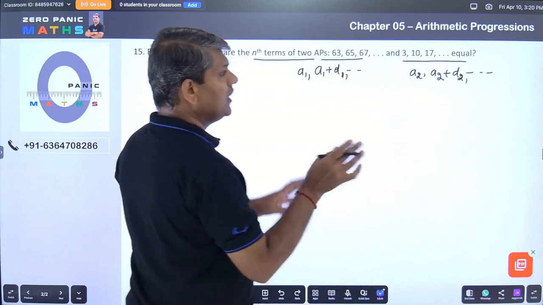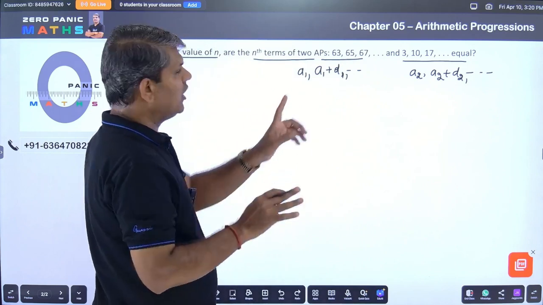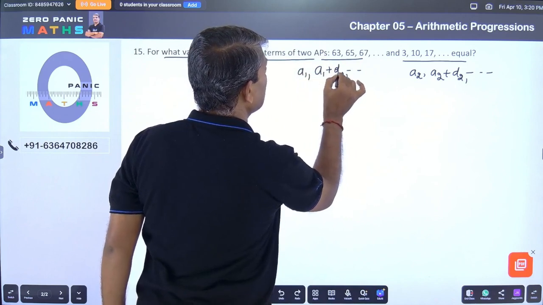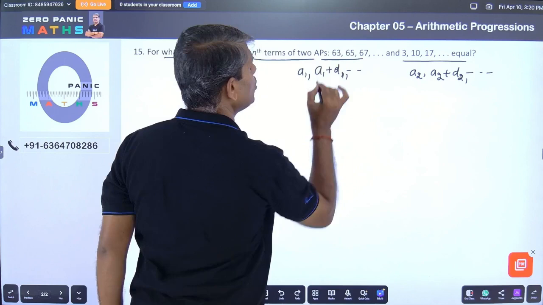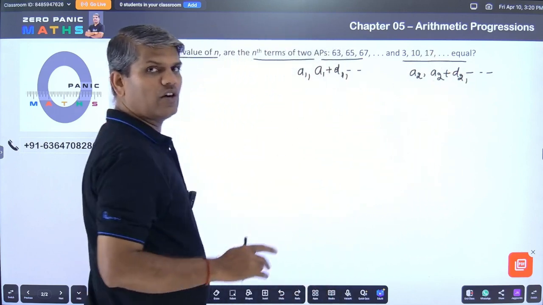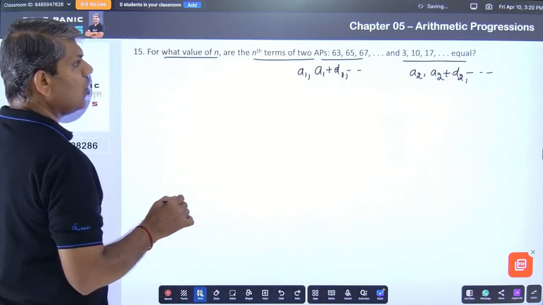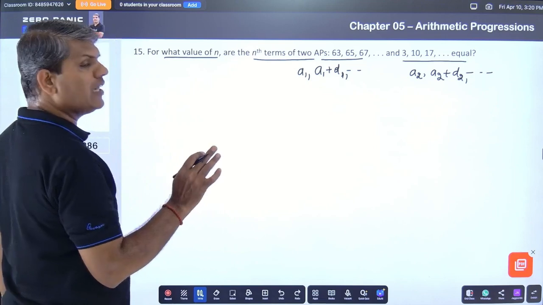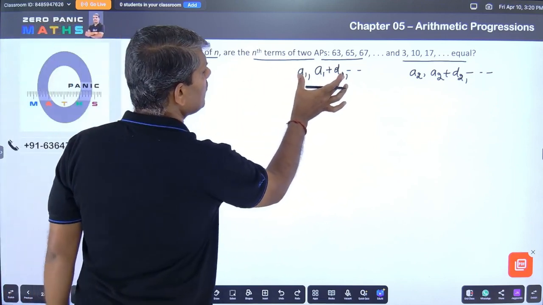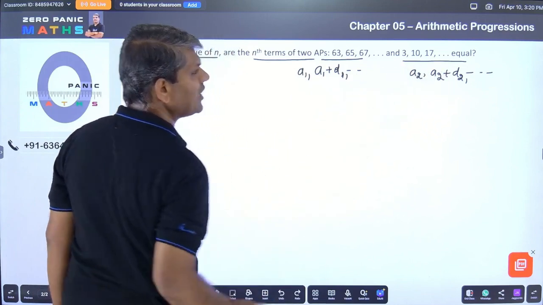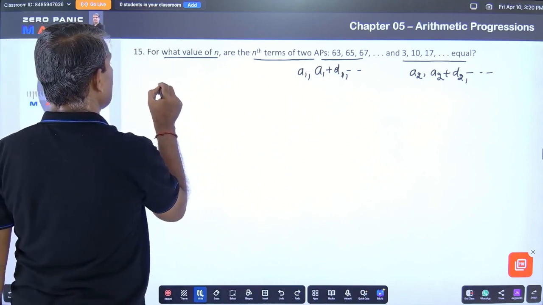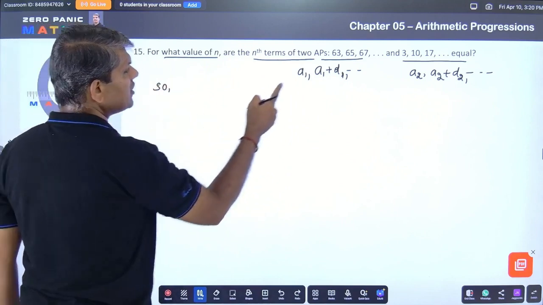Because the difference is not the same in both the APs, I can say that A1 plus D1 with D1 as 2, and A2 plus D2 with D2 as 7. There is a 7 difference there. So for some value of n, which we need to find out, the nth term of this AP and the nth term of that AP are equal to each other.